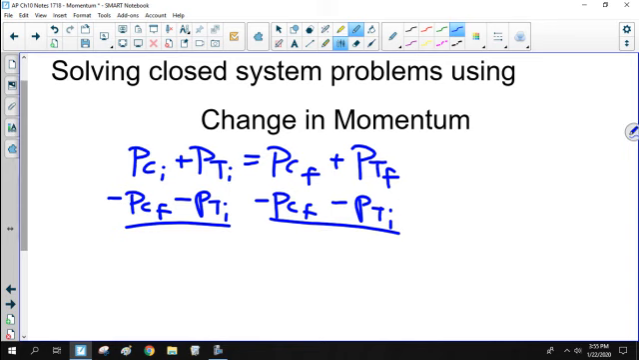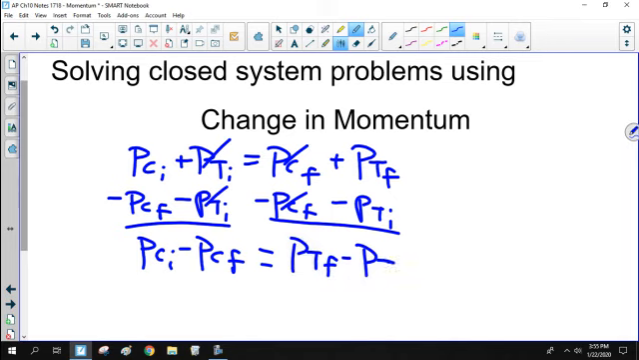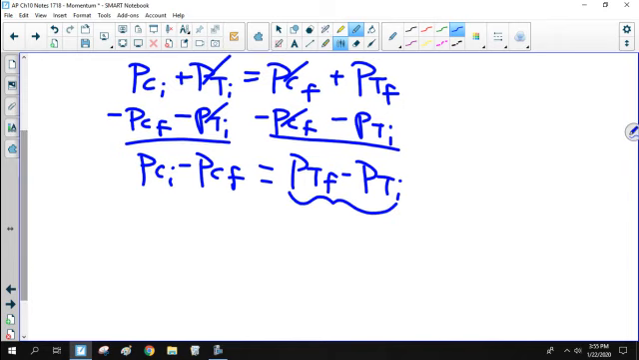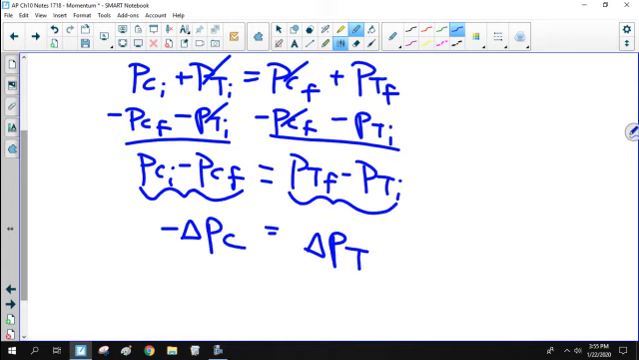Okay, if we do that, on this side, you get the momentum of the car initially minus the momentum of the car final. And on the other side, because these guys cancel out, you get the momentum of the truck final minus the momentum of the truck initially. Okay, well, what is that? Well, this momentum of the truck final minus the momentum of the truck initially, that's the change in momentum for the truck, right? And on the other side, that's the change in momentum for the car, but it's flip-flopped. So it's the opposite of the change in momentum for the car, right? So what this is telling us is that whatever momentum is lost by one object must be gained by the other, all right?